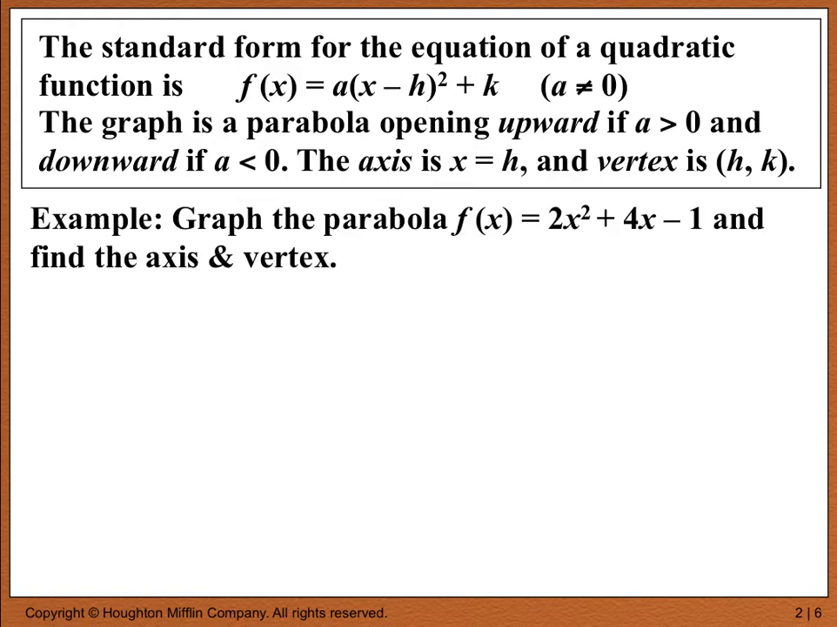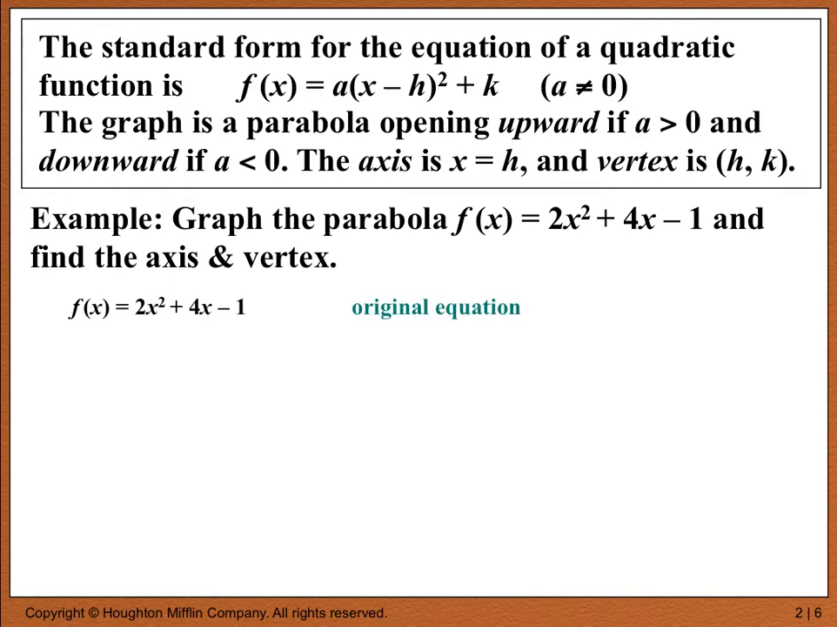Graph the parabola f of x equals 2x squared plus 4x minus 1 and find the axis and vertex. Alright, so I'm going to walk you through this example, and then I'm going to give you another example that you can do on your own. Now we need to find the axis and vertex, and when you see a quadratic function that's written like this, just as a normal polynomial, your first thought should be that you need to convert to standard form. So we're going to transform 2x squared plus 4x minus 1 into its corresponding standard form equation.